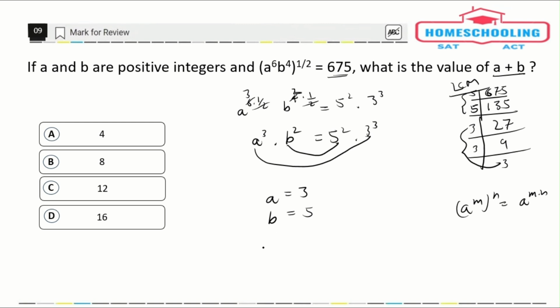So we have to find a plus b as per the question. So 3 plus 5, that is going to be 8. 8 is your answer. So option B is your correct answer.